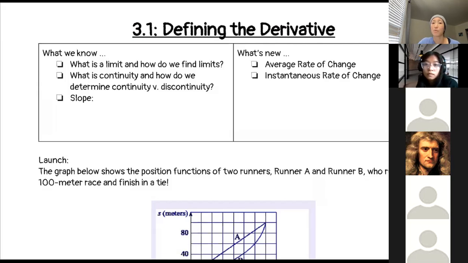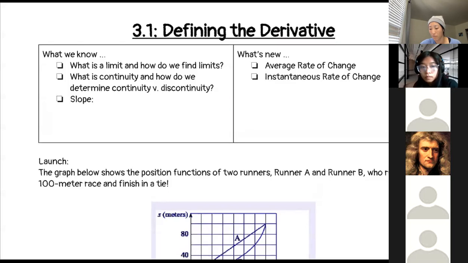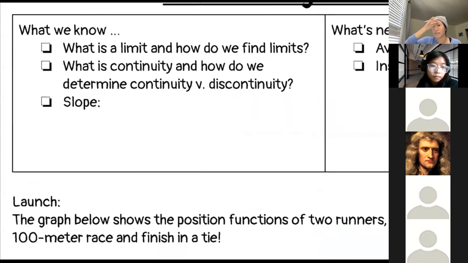So that second thing that we know, we've talked about continuity. So what is continuity? How do we know if something is continuous or discontinuous? Okay. And finally, I want to do a little bit of a throwback to this idea of slope. All right. And so I'm wondering, before we move through the lesson, if you could tell me a little bit about what you know about slope, and let's write down a few ideas. Okay. You can type it into the chat. You can unmute yourself and say whatever works for you. But let's throw down a couple ideas of what slope is.